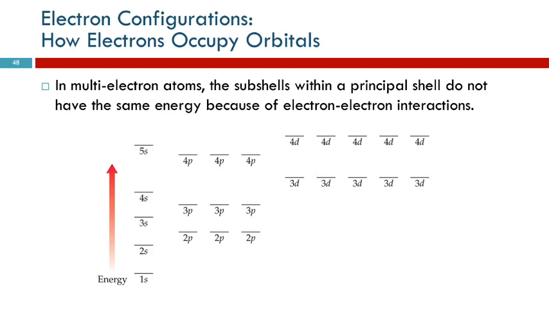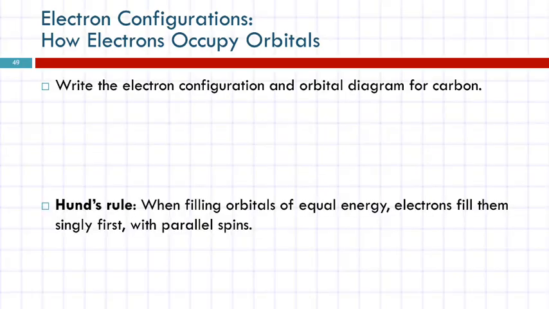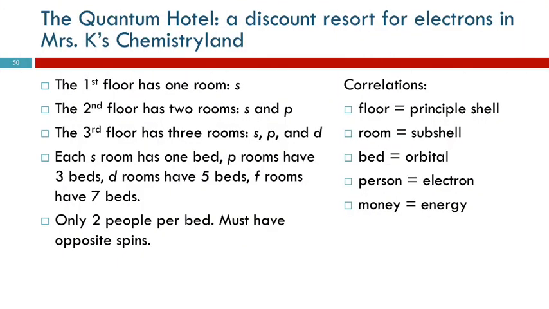I feel bad even trying to explain this to you. Does this make any sense? Because I wouldn't expect it to, really. We're going to come back to this after the quantum hotel. We'll just talk about Hund's rule. When filling orbitals of equal energy, electrons fill them singly first with parallel spins. Okay, let's get to the hotel.